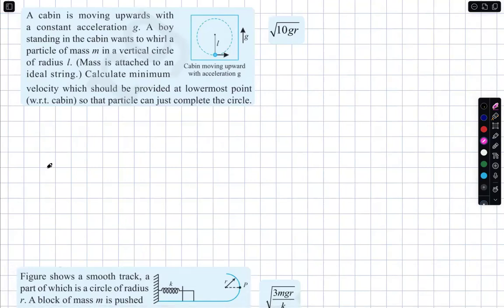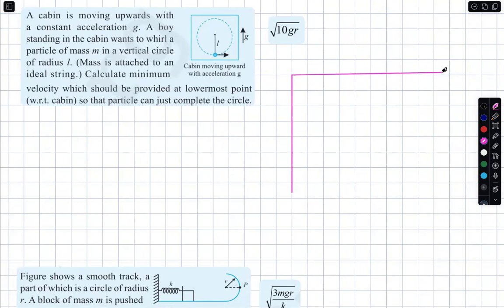Now you see another question. The cabin is moving upwards with a constant acceleration g. A boy is standing in the cabin and wants to whirl a particle of mass m in a vertical circle of radius L. Calculate the minimum velocity that should be provided at the lowest most point. In my world, in the world of the lift.